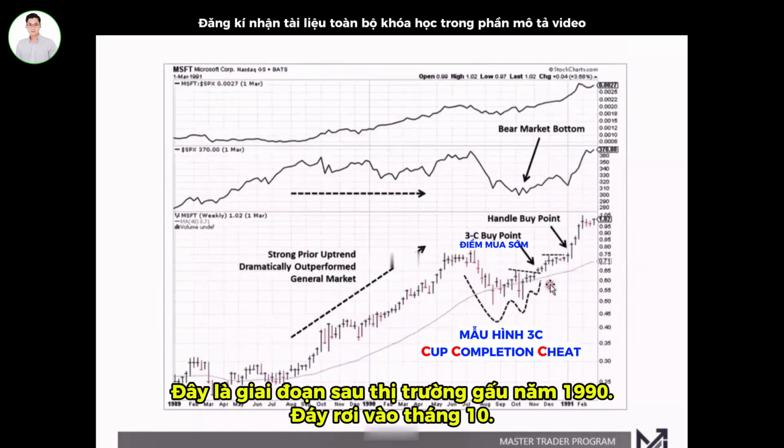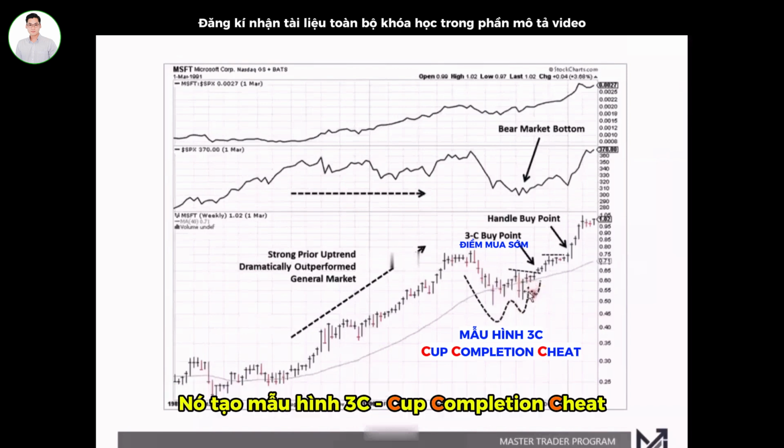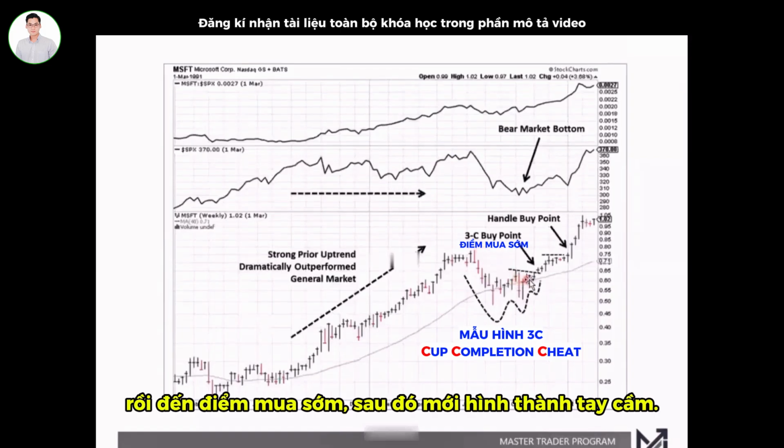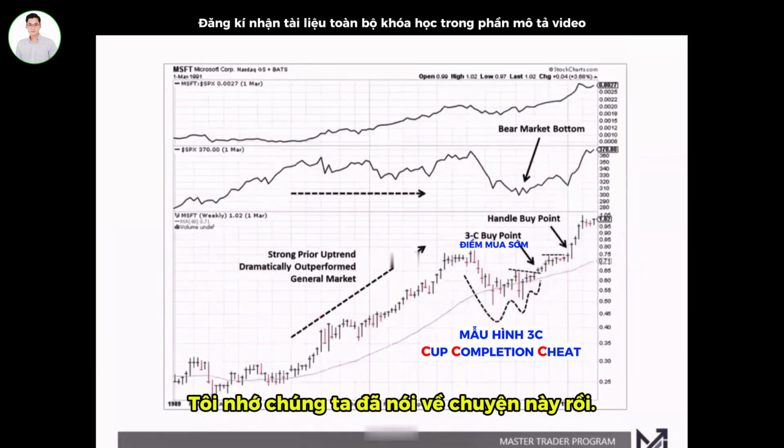So here it's coming off of the bear market in 1990, and the low was in October, and you can see it set up what we call a 3C. Call this a 3C, cup completion cheat. The cheat, or I just call it the cheat, coming off the cheat, and then it sets up the handle.